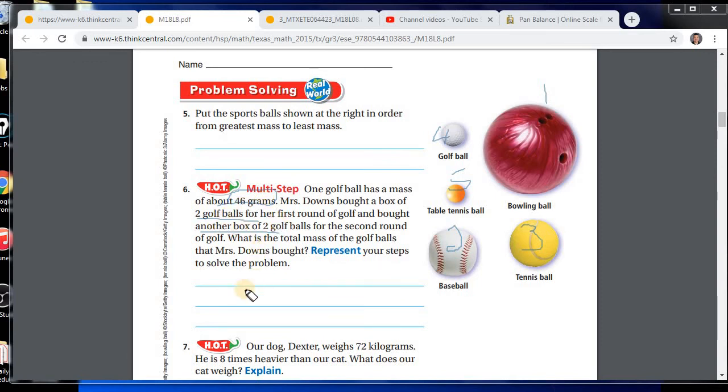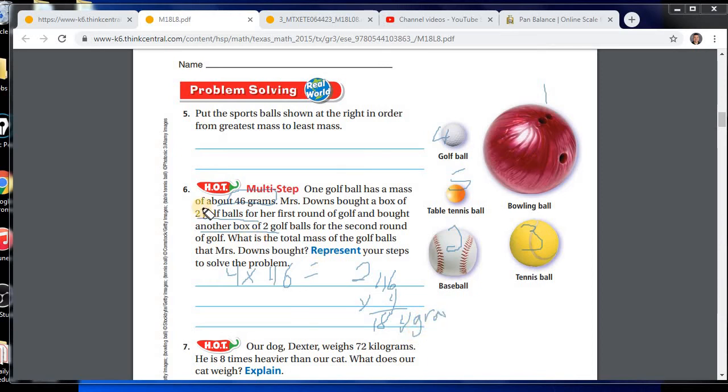So, how many golf balls do I have? This is very easy to figure out. I have 4 golf balls. How much does each one weigh? Each one weighs 46, so I will multiply 4 times 46. 4 times 6 is 24. 4 times 4 is 16, plus 2, that's 18, so 184 grams. That is the easiest way.